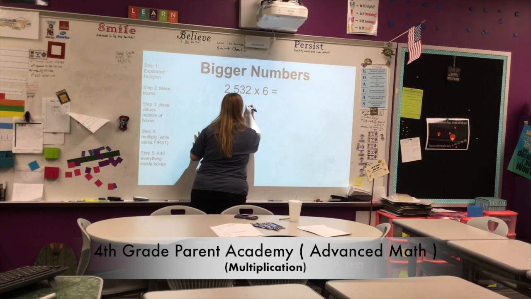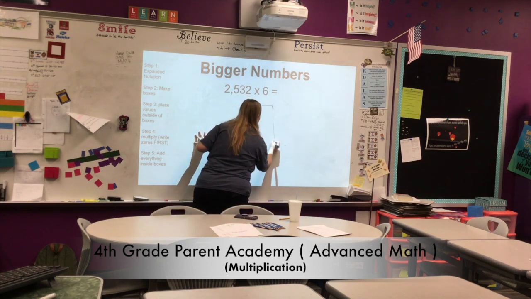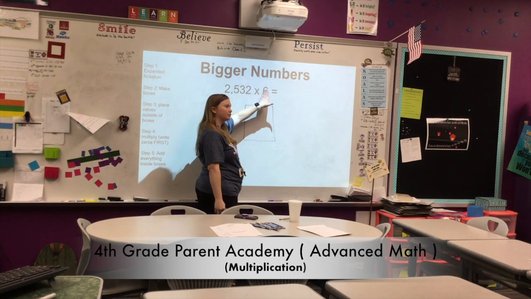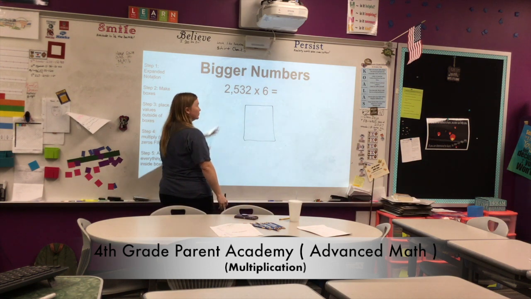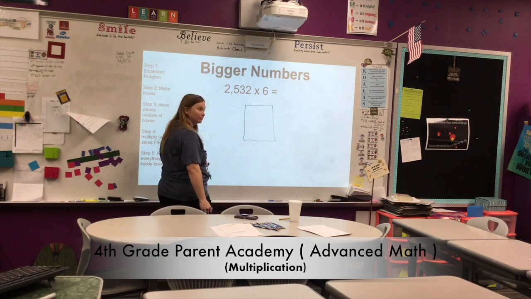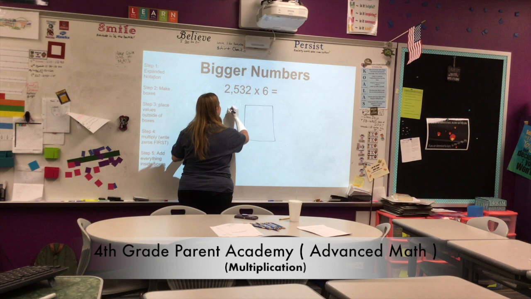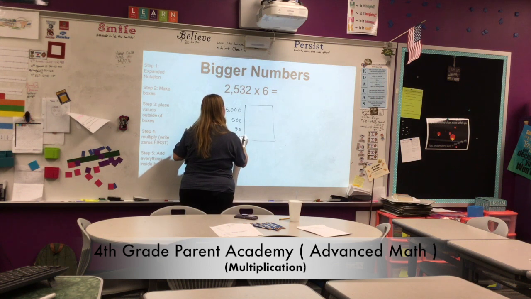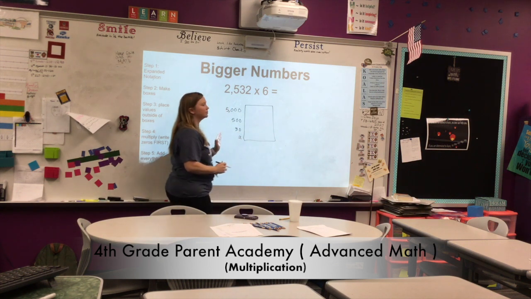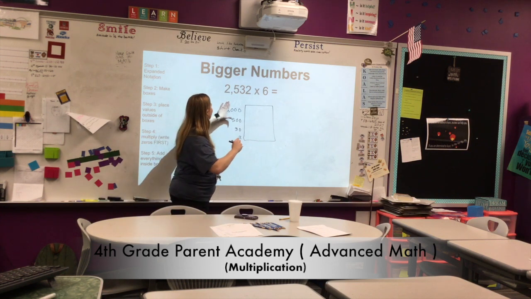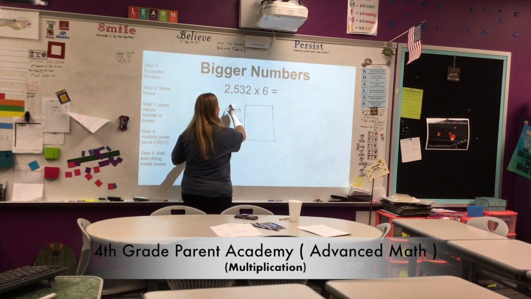So, you would make the box, okay? And I'm thinking, well, I still know my 6's, so that one's good, but I don't know my 2,532 times tables. So, I'm going to break this one apart. So, you would break it apart into 5,000, 500, 30, and 2. So, this is where it really comes in that 2,000, not 5,000. Thank you. See what I tell you?